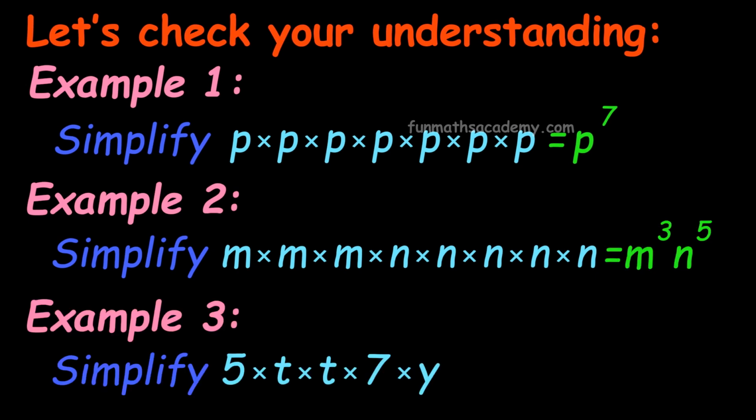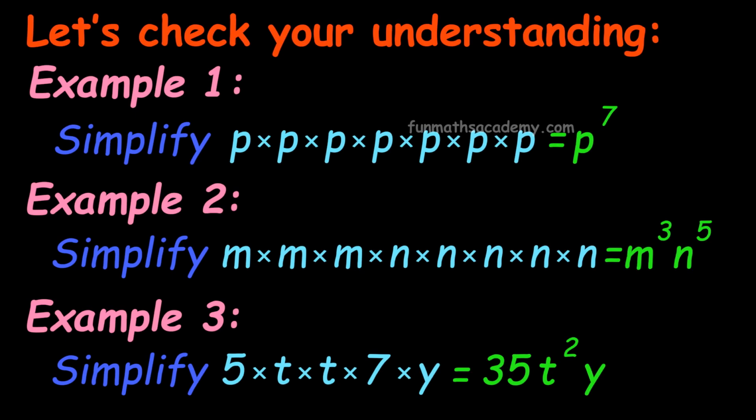Example 3. Simplify 5 times t times t times 7 times y. First multiply the numbers together. 5 times 7 is equal to 35. Then simplify the variables. T times t is t squared, so it becomes 35t squared y.